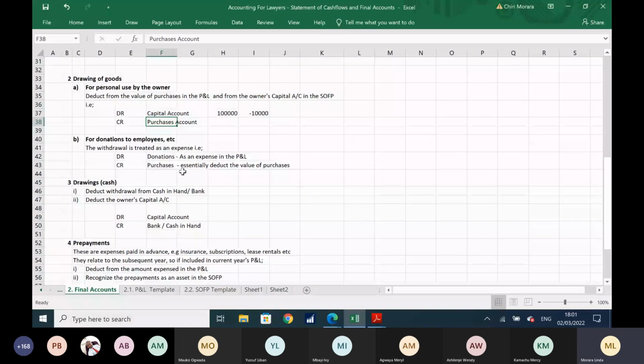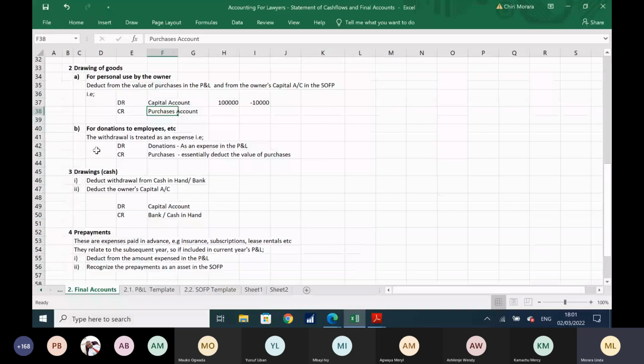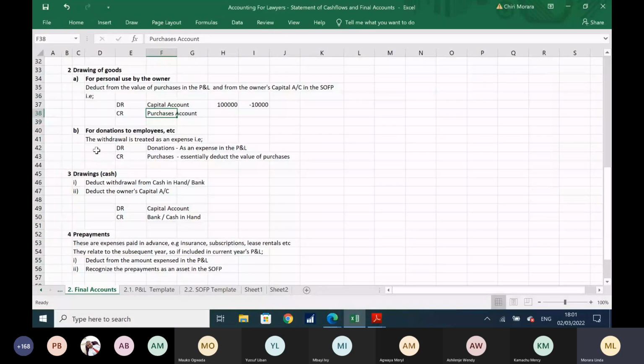And then you can also draw those goods as a donation. Donations are just expenses. So all that you'll be doing is just reclassifying, so that this 10K now moves from the purchases account to a donations account. So you'll debit your donations account and you'll credit your purchases account.